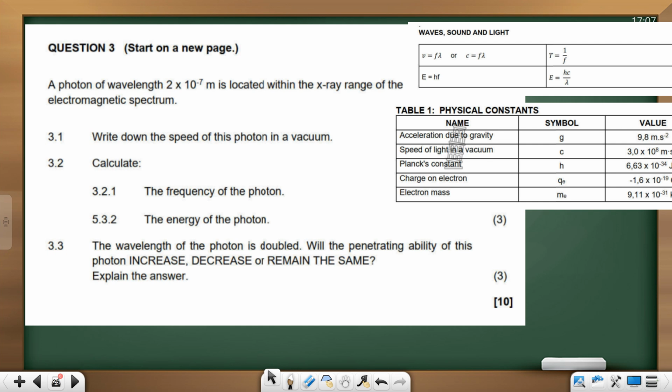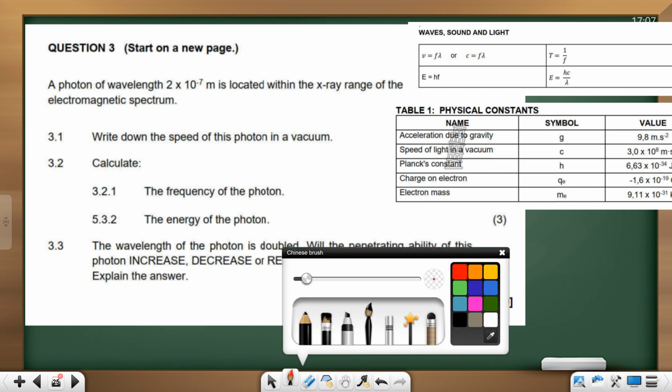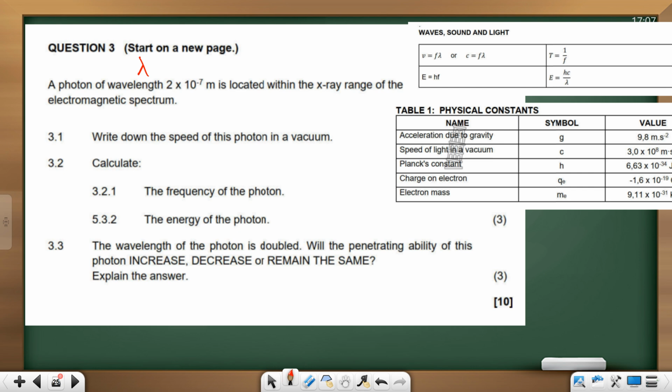Let's mark together. A photon of wavelength 2 times 10 to the power negative 7. I hope we remember the symbol. Wavelength is like that, right? It's located within the X-ray range of the electromagnetic spectrum. Write down the speed of this photon in a vacuum. Now, all electromagnetic waves travel at a constant speed.